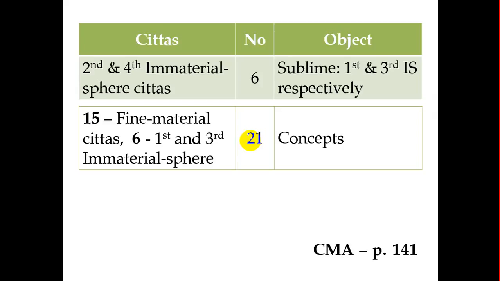The object of concept. And if you look at page number 142, you will see the chart, right? Later I will explain a little bit. And then 21 Cittas take the object of concept, right? Only the object of concept. But here, 6 immaterial jhana Cittas take the object of sublime only, right? Only.